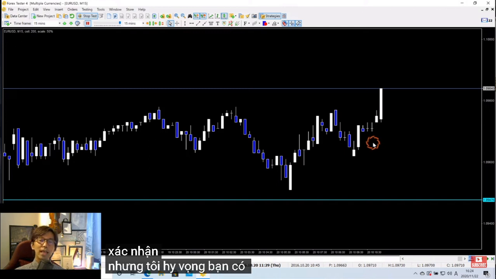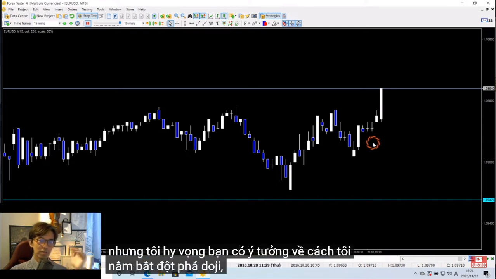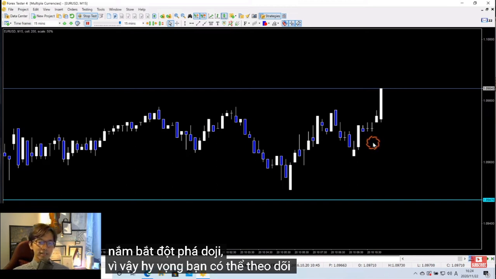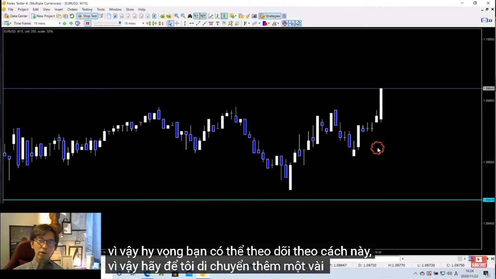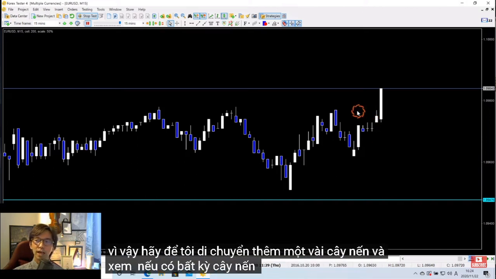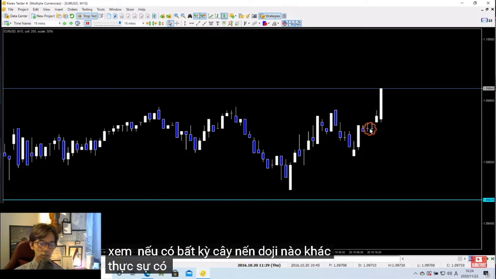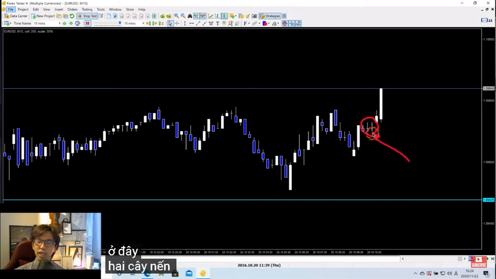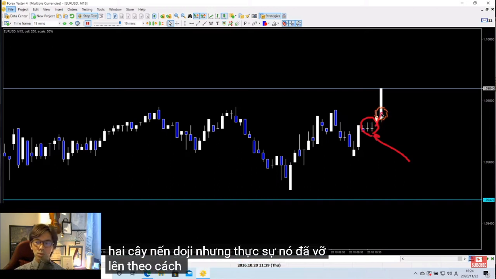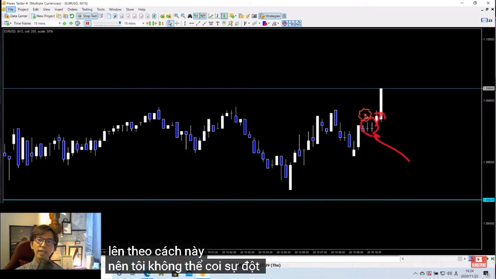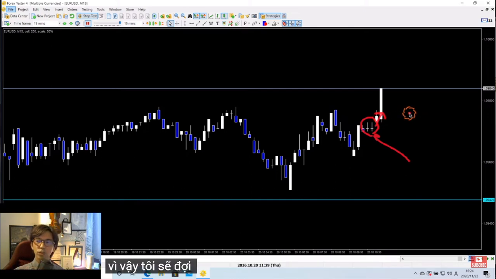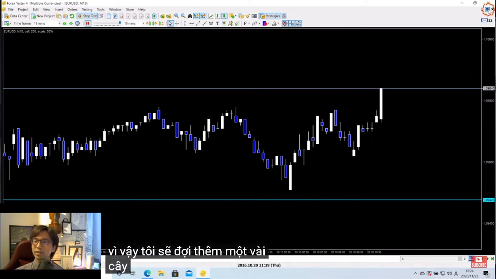But I hope you get the idea of how I captured the doji breakout. So hopefully you can take trades this way. So let me move a couple more candles and see if there are any other doji candles. Actually, there are 2 doji candles over here, but it broke upwards this way. So I cannot take this breakout as a sell confirmation. So I would just wait for a couple more candles.